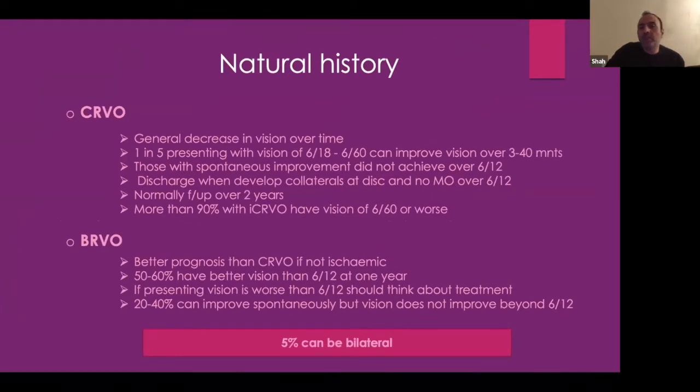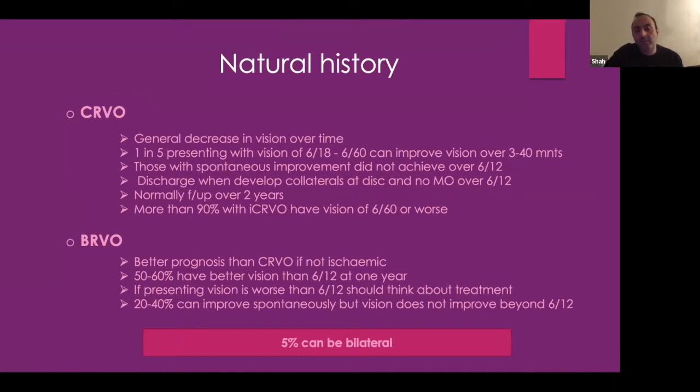So natural history, we know that because anti-VEGF therapy has been around since 2008 for AMD. For RVO, really, it was probably around from 2013 onwards. But people were using anti-VEGF therapy before that. Of course, observation is all we were doing. Essentially, 20% of patients were presenting anywhere between 6/18 to 6/60 with CRVO. Majority, even if they had spontaneously recovered, wouldn't see better than 6/12. And check this out, more than 90% of patients with ischemic CRVO end up with a vision of 6/60 or worse, which is pretty poor.